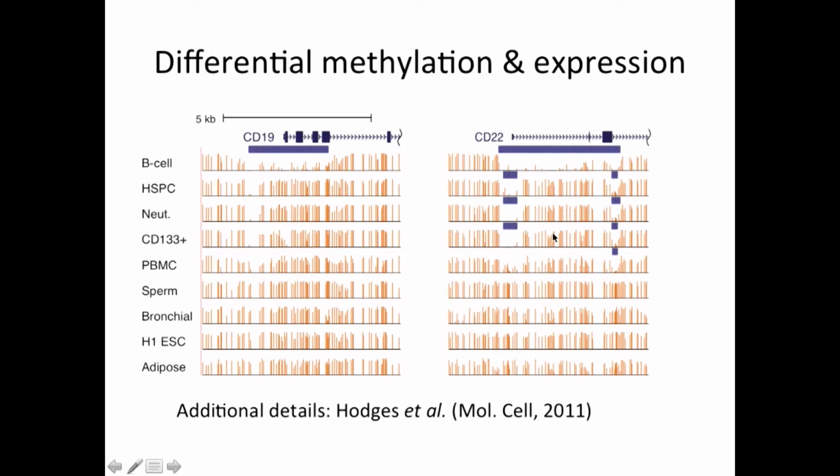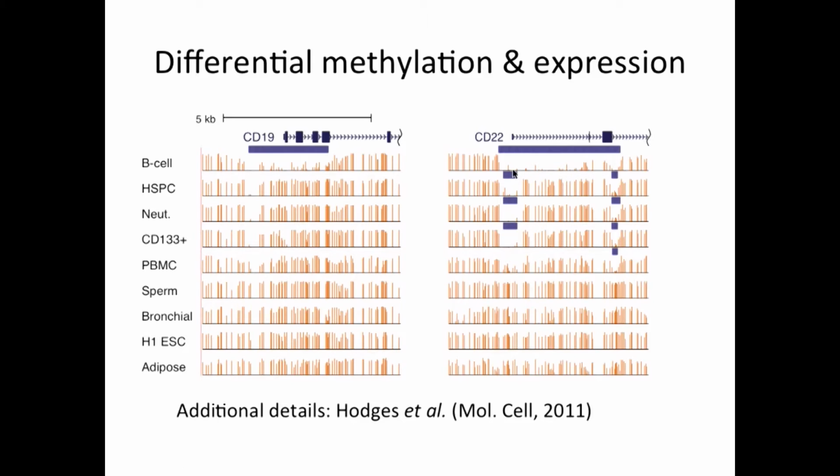And none of these regions are actually hypomethylated in any of the other cell types that we've looked at, including sperm, lung cells, embryonic stem cells, or fat cells. But what's interesting about this gene is that it's hypomethylated specifically at the TSS, and then suddenly it spreads. So this gets back to the shore thing you mentioned.